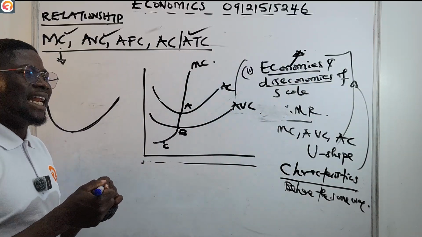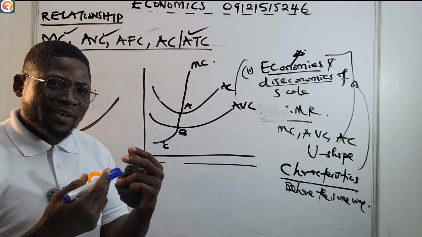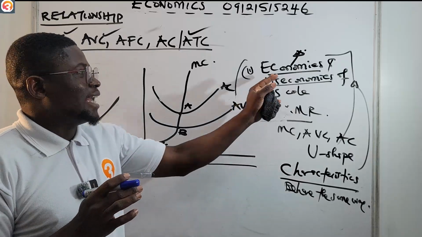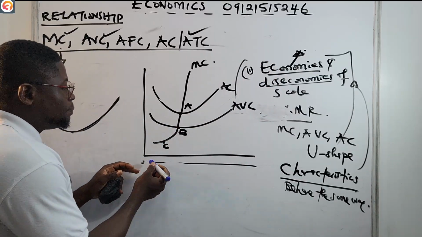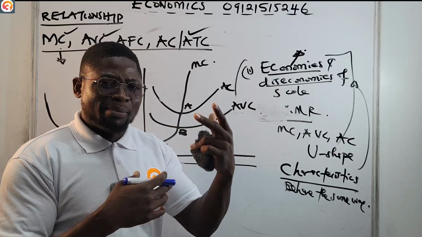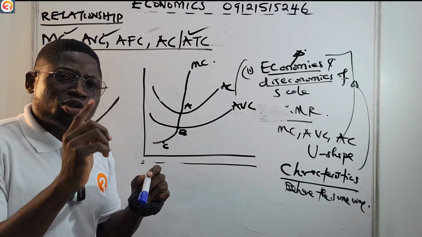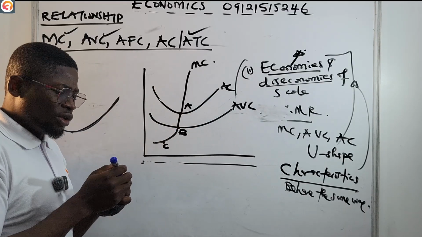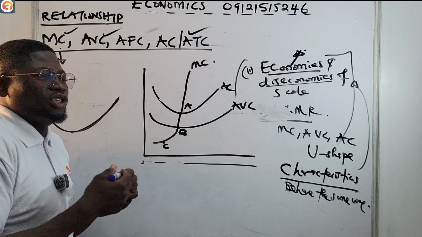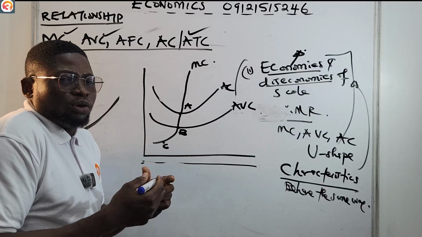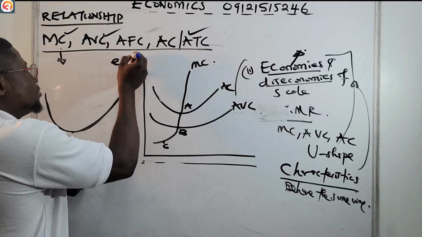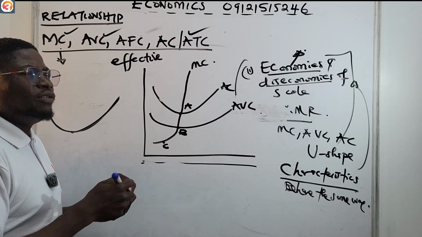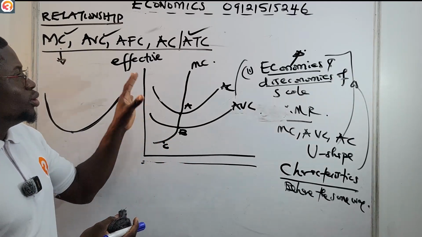We define economies of scale as the advantages, the benefits that a firm enjoys when it increases its scale of production. Because the output is increasing, they are operating at a larger capacity, and the cost of production per unit output will begin to fall. This is what the big firms enjoy whenever they increase production. They become more effective in the usage of resources or materials. So that is the economies of scale.